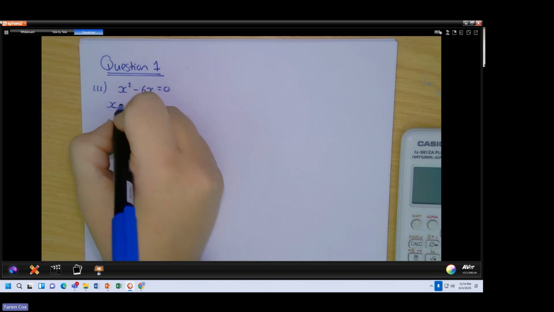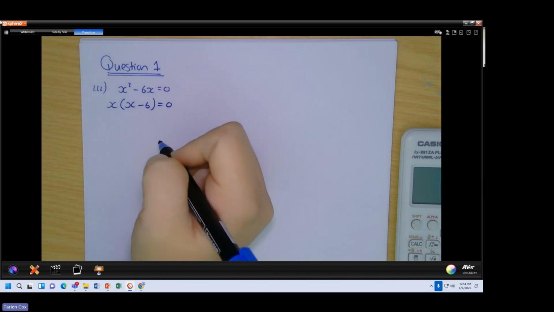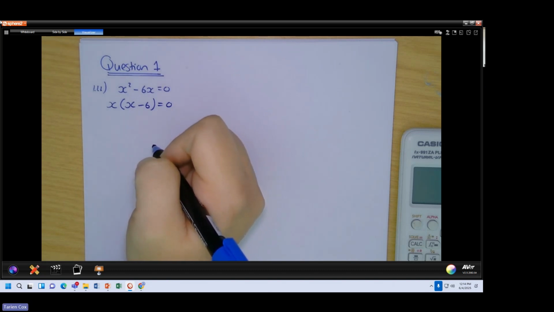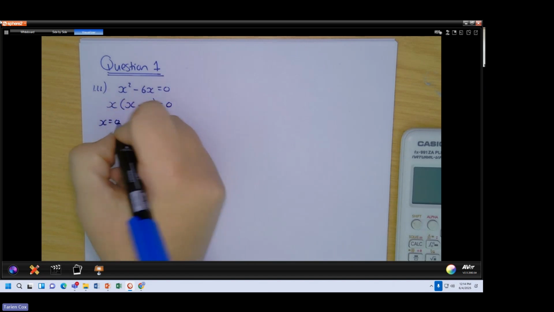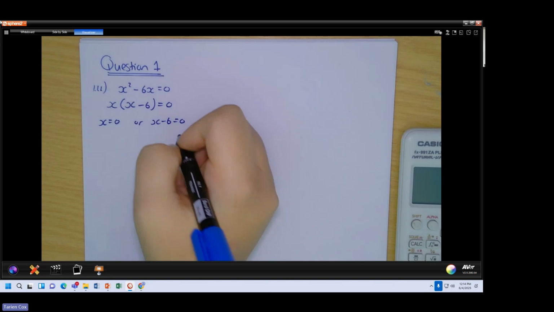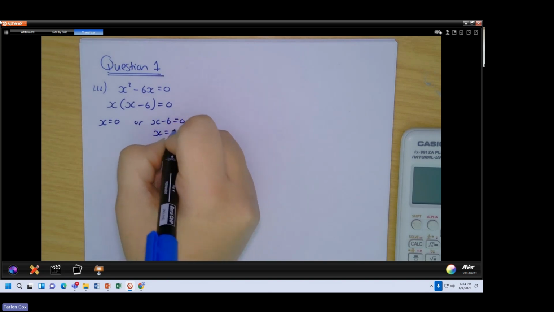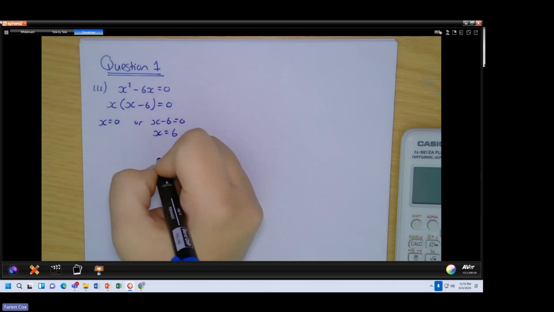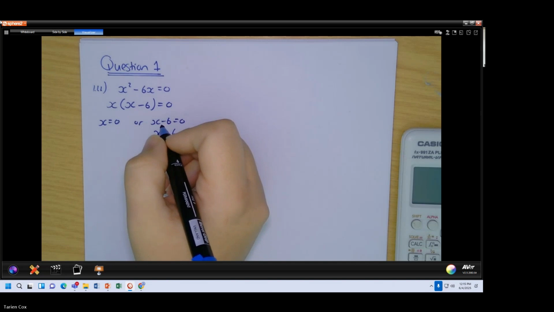We have to take out a common factor of x, which leaves me with x(x - 6) equal to 0. Then I know what I'm going to do further: x is equal to 0, or you can say x minus 6 is equal to 0. You do not have to show me this step. You can then go straight to x is equal to 6. So you can see that we had two answers for x.